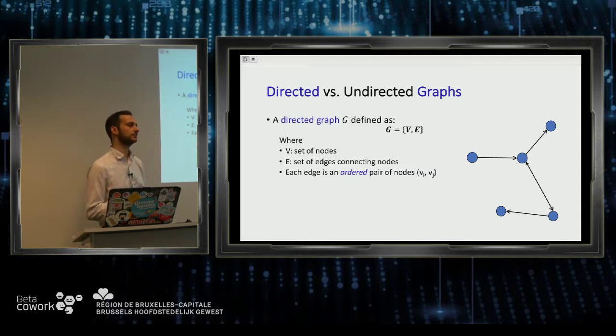You can consider, for instance, a directed graph as a network of streets which consists only of one-way streets, right? You cannot go the other way. While you can consider a city with points where there is no one-way street, but both ways, as an undirected graph, right?